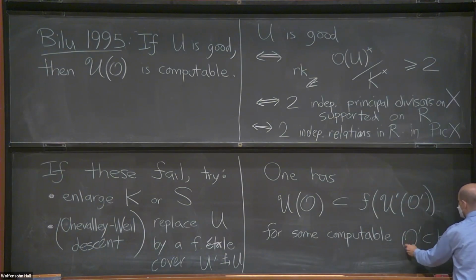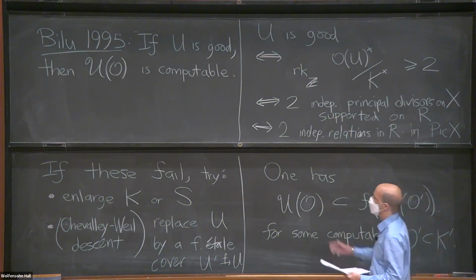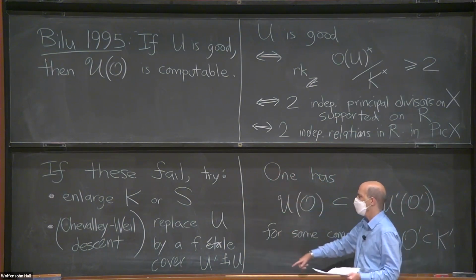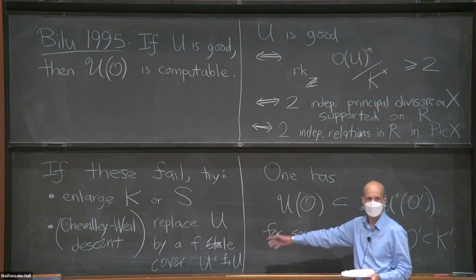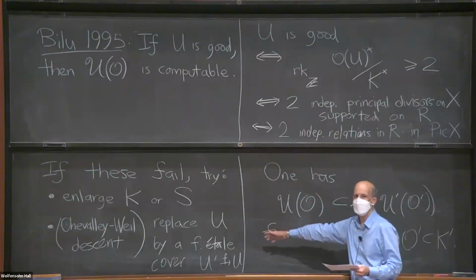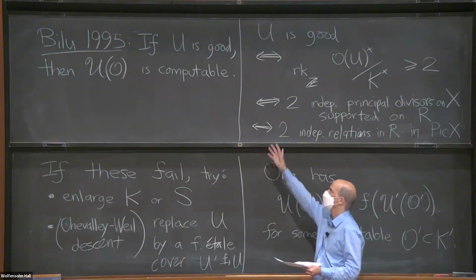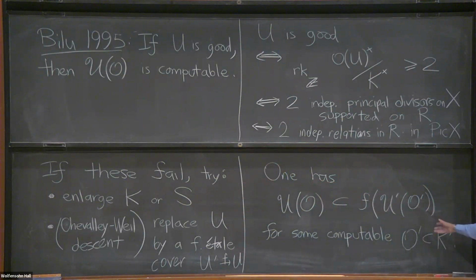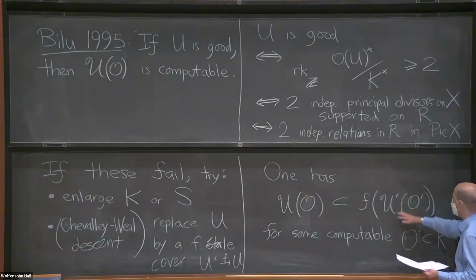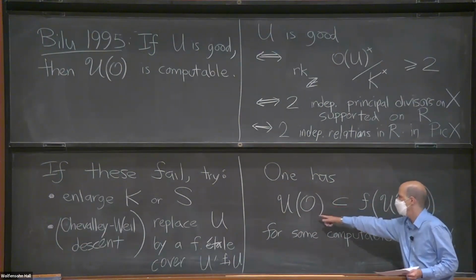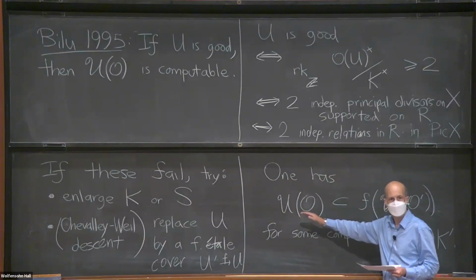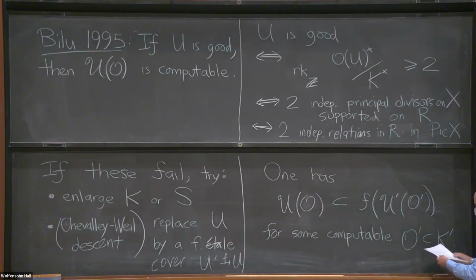So by this, if you don't like the curve U that you started with, you can replace it by this finite étale cover, and maybe it'll become good then, even if your original curve was bad. And so maybe you have some hope of applying Bilu's theorem to that U prime. Then you can find this finite set of points, compute its images, and check each one individually to see if they're actually O points on U. And so you'll have an algorithm.